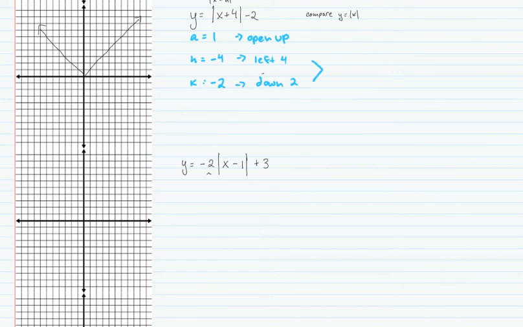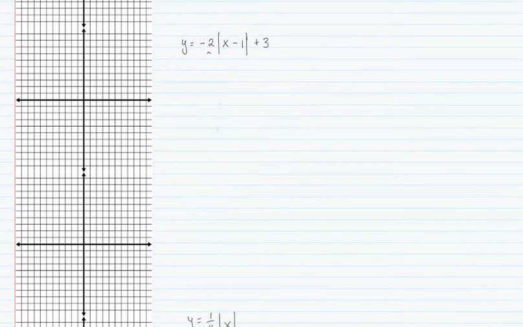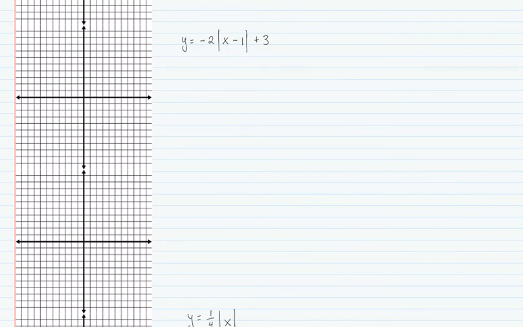So that means my vertex, instead of being at 0, 0, is going to be at negative 4, negative 2 this time. Negative 4, negative 2. And since A is still a positive 1, it opens upwards with the same slope of positive 1 on the right side and a negative 1 on the left side. Now let's look at an example where there is an additional stretch and reflection.